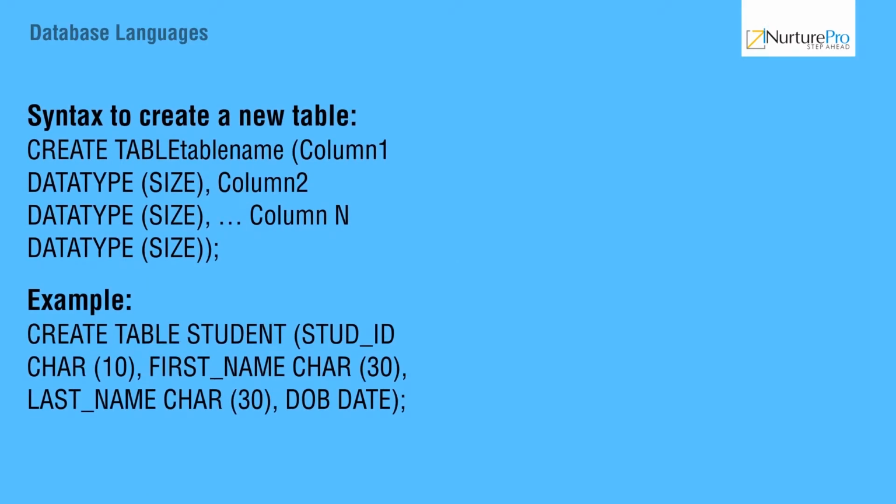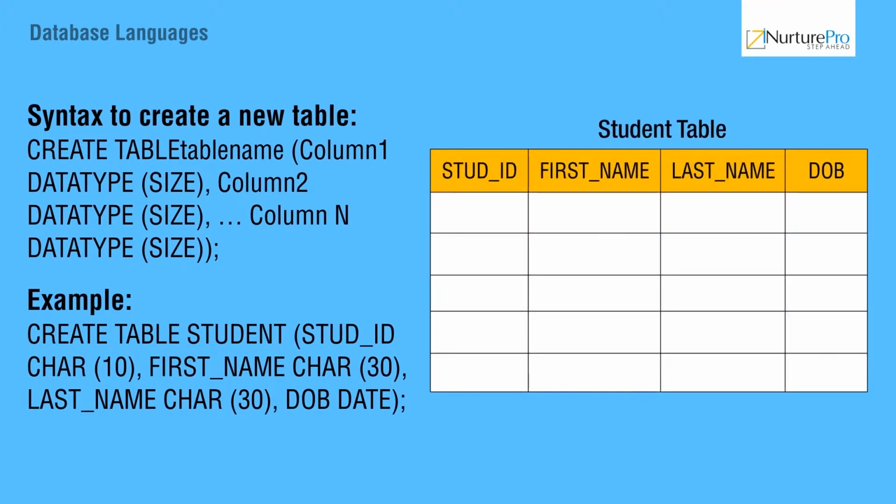Consider an example for creating a database for students. First thing is you will decide on the information that needs to go into the students table, such as the student's ID, first name, last name, date of birth, and much more. This can be done using create statement by defining the column name and the data type as shown on screen.